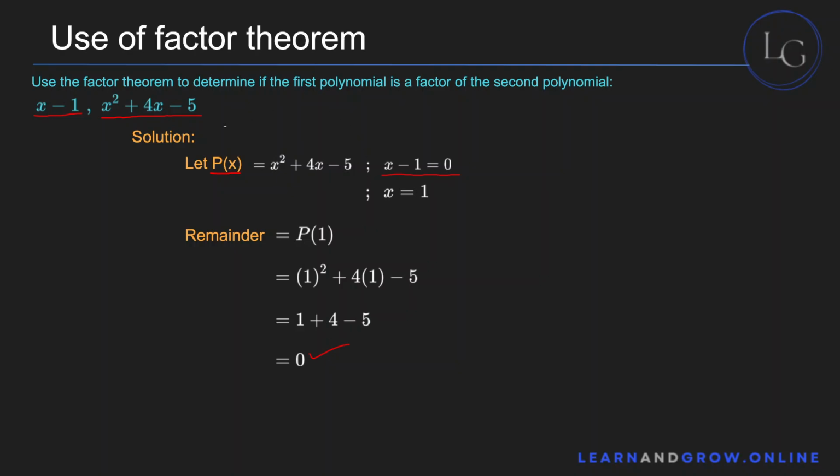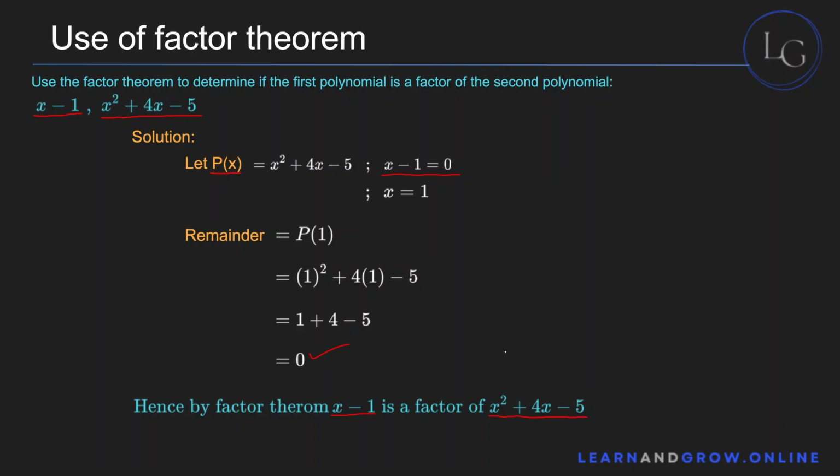Now, for a polynomial to be a factor of another polynomial, you'll have to equate it to 0, and then you'll find its value, and then when you plug it in, it should give you 0, which means that the remainder is 0. And once you get that the remainder is 0, you can clearly say that the polynomial is a factor of another polynomial. So over here, x minus 1 is indeed a factor of x squared plus 4x minus 5.